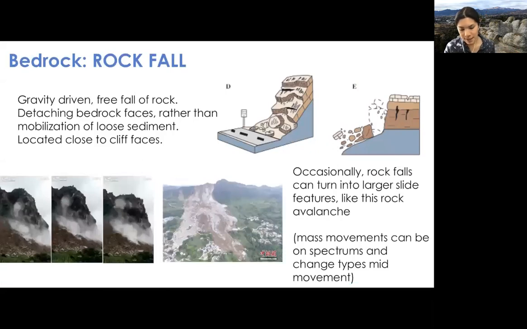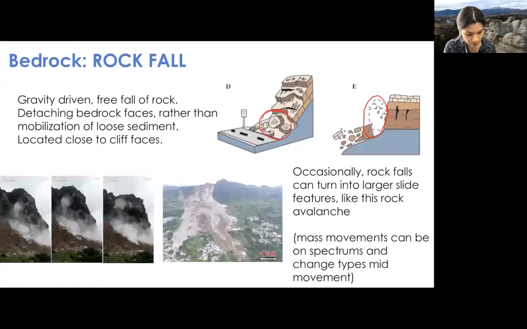In both the examples in the upper right, we see this as small discrete events that occur just along the edge. So we've just got a couple blocks falling off in D and just a little bit of the cliff falling off in E. However, these can also range to a much larger scale.